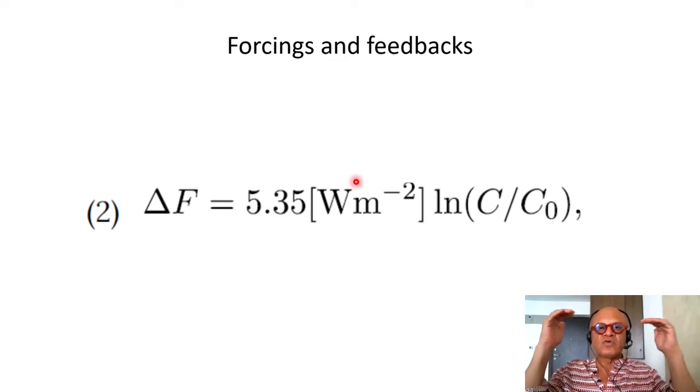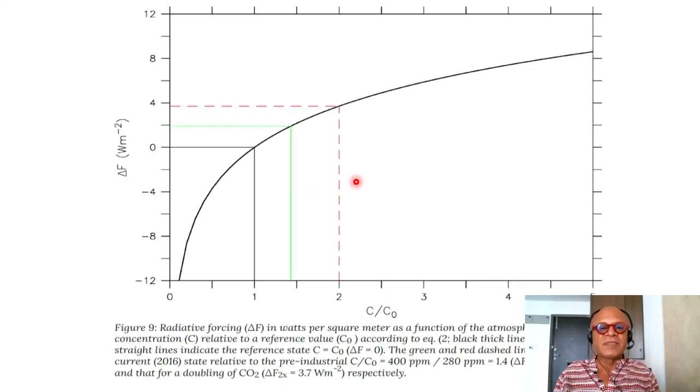That is how we look at what is the net imbalance we have created and how that relates to the warming, and how the warming can be explained with energy going into the ocean, into the atmosphere, melting glaciers, and so on. Okay, so this is a way to look at it. Here we are increasing the ratio of C to C0. Radiative forcing delta F is shown here. So radiative forcing in watts per meter squared as a function of the atmospheric CO2 concentration relative to a reference value C0, according to that equation we just saw.